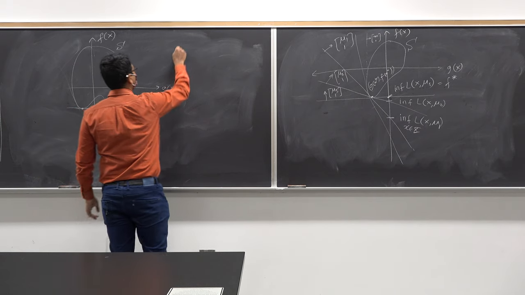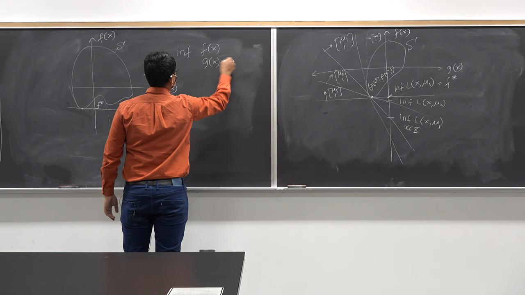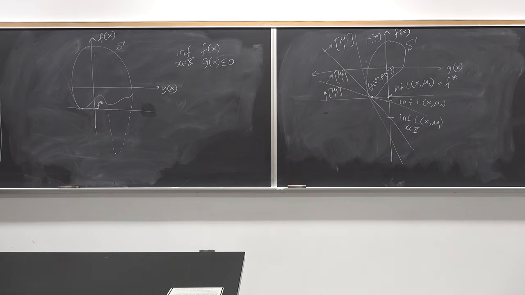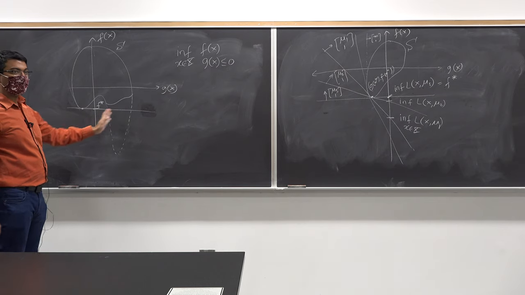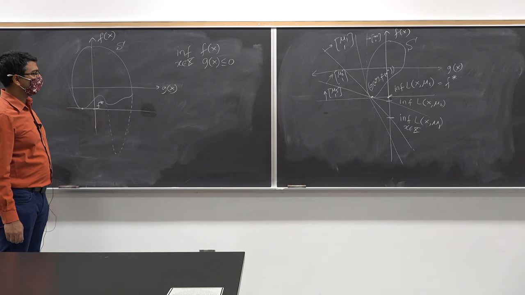Remember, the problem is as follows. I want to solve f of x such that g of x is less than or equal to 0, x is in capital X. You truncated the capital X? I truncated the capital X, but in what region did I truncate it? It doesn't matter what f of x is, where g of x is positive, that's where I have truncated, not for the negative part of f of x.